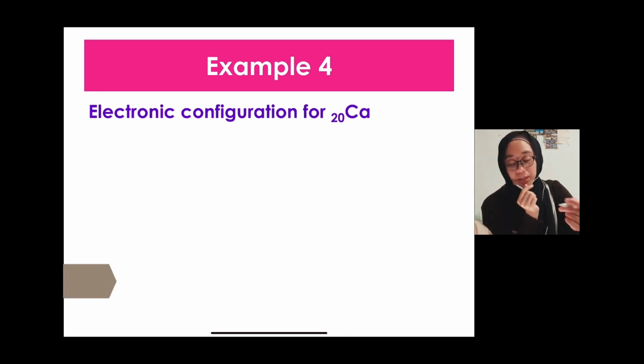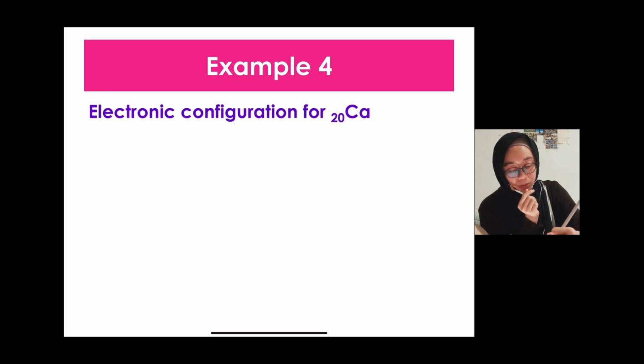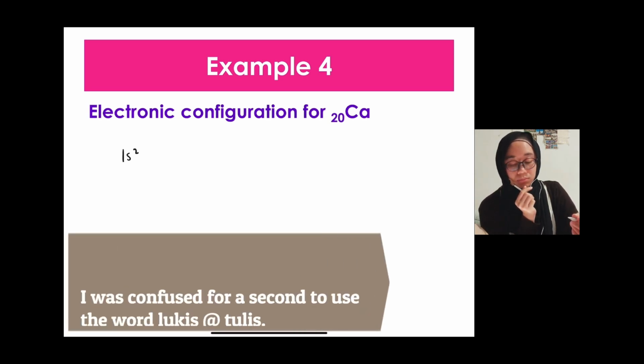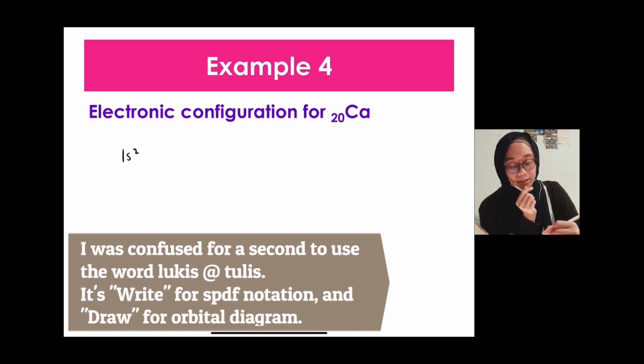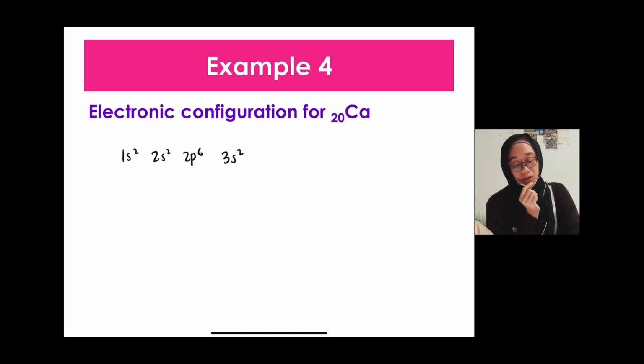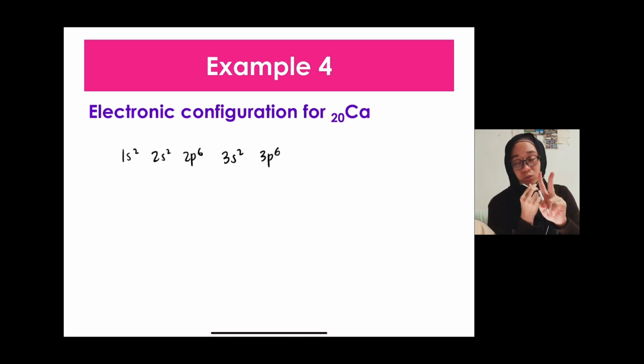So example 3 pula kita ada calcium. So calcium is with 20 protons, therefore 20 electrons. So SPDF notation, Mr. tulislah, 1s2, 2s2, then 2p6, dan kita ada 3s2. So now kita dah ada 12 elektron, ada lagi baki 8 elektron. So maksud sini ada 3p6, okay, so we are left with another 2 electrons.